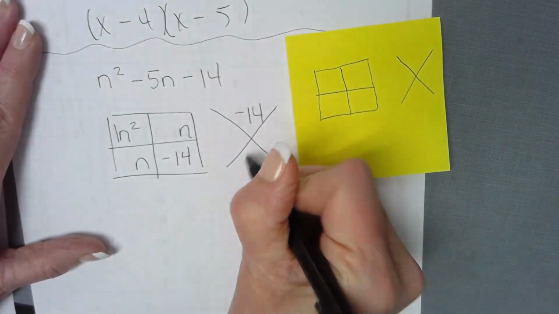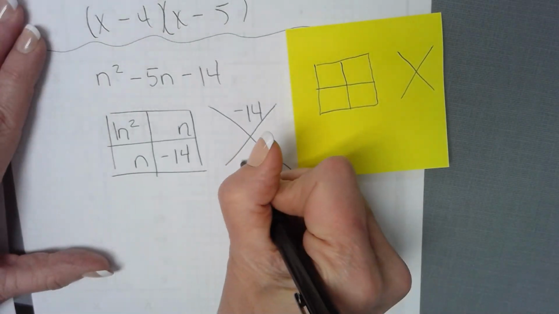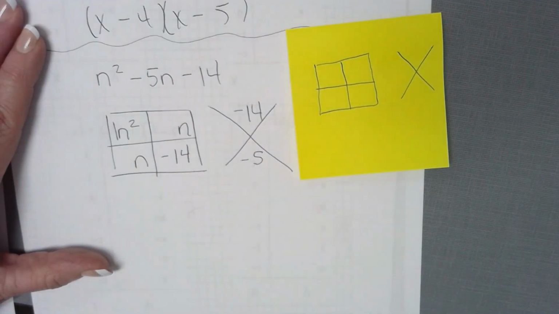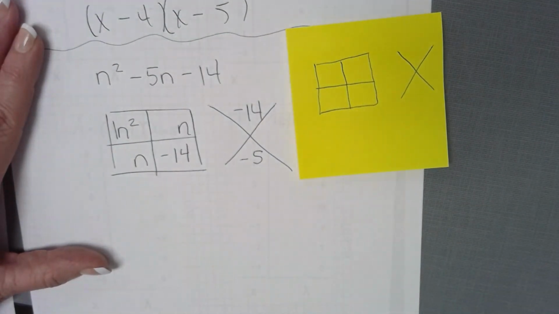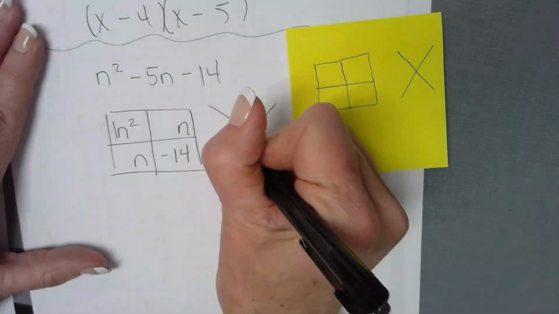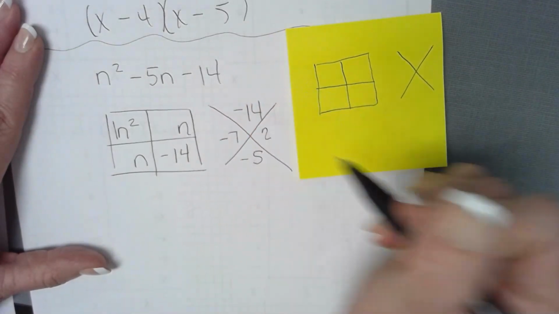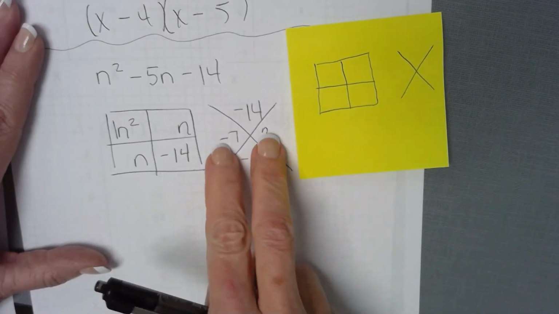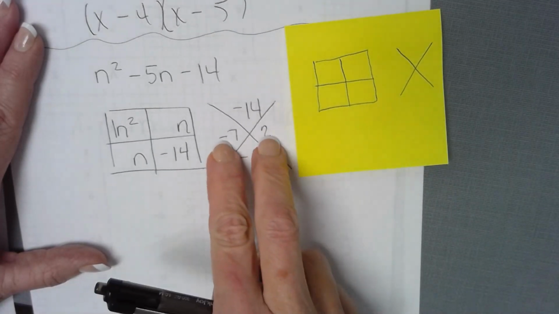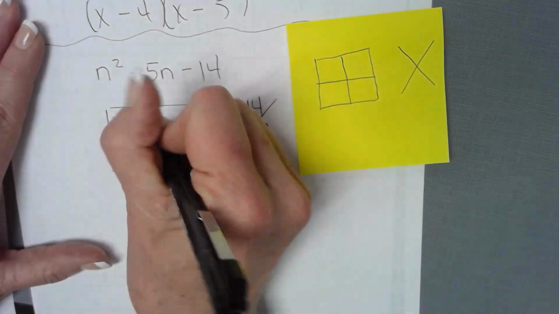I need to multiply to get to negative 14 and add to get to negative 5. Many of y'all found the numbers. The numbers are negative 7 and positive 2. When I add those, I get a negative 5. When I multiply those, I get a negative 14.